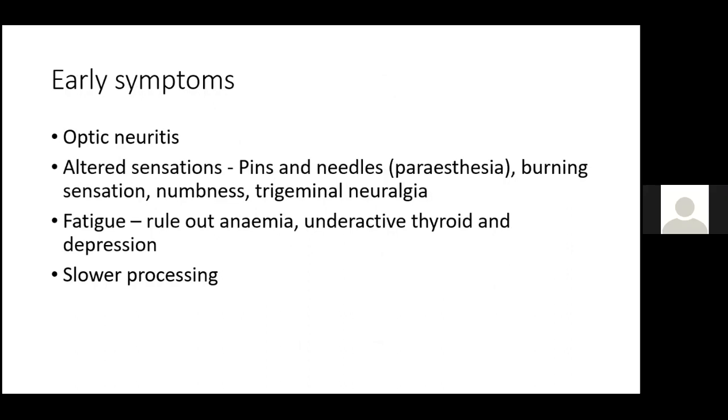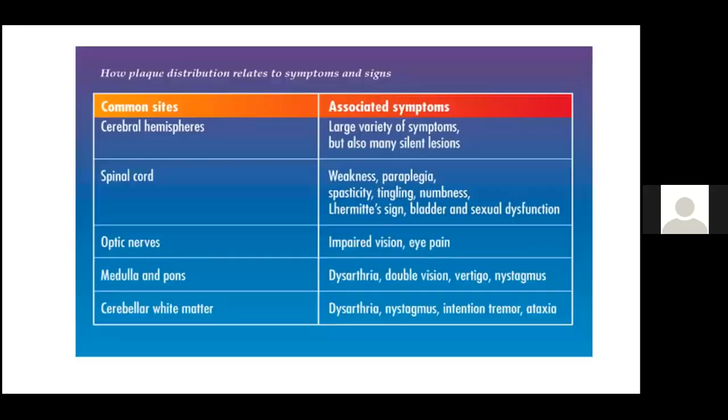Like I say, early symptoms of MS will be optic neuritis. They can get altered sensations, so paresthesia, burning sensation, numbness, and also trigeminal neuralgia. They can present with fatigue, and it's important with these symptoms that you rule out other conditions that can mimic MS, such as underactive thyroid and anemia, and we'll cover some of the other MS mimics later on. And again, slower processing.